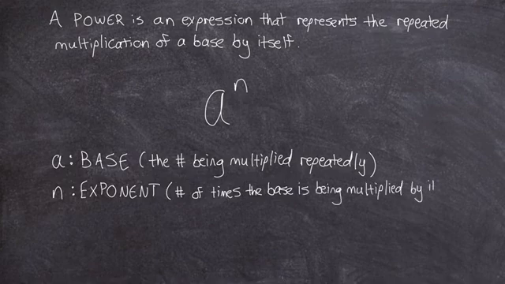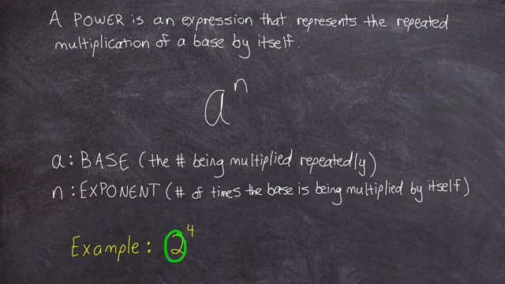being multiplied by itself. So as an example, 2 to the power of 4 just means we have 2 being multiplied by itself 4 times. Or another way of saying that is that we have 4 factors of 2 being multiplied together. So in expanded form, this would equal 2 times 2 times 2 times 2, which is equal to 16.